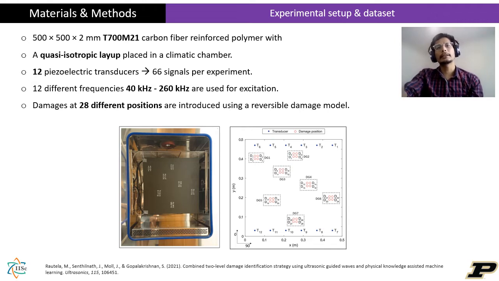The dataset is a well-developed benchmark dataset. It is captured on carbon fiber reinforced polymer with a quasi-isotropic layup, and we have used 12 different transducers, multiple excitation frequencies, and different damage positions. It's a well benchmarked data set which we have used in some of our works, and it is available on the Open Guided Wave benchmark dataset website.